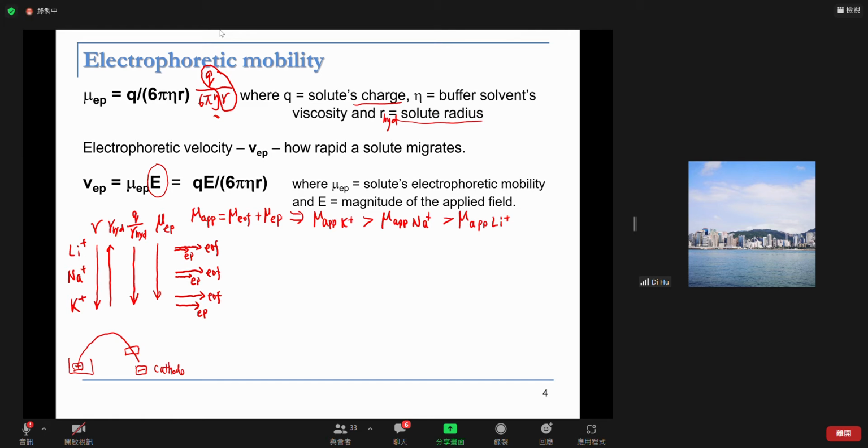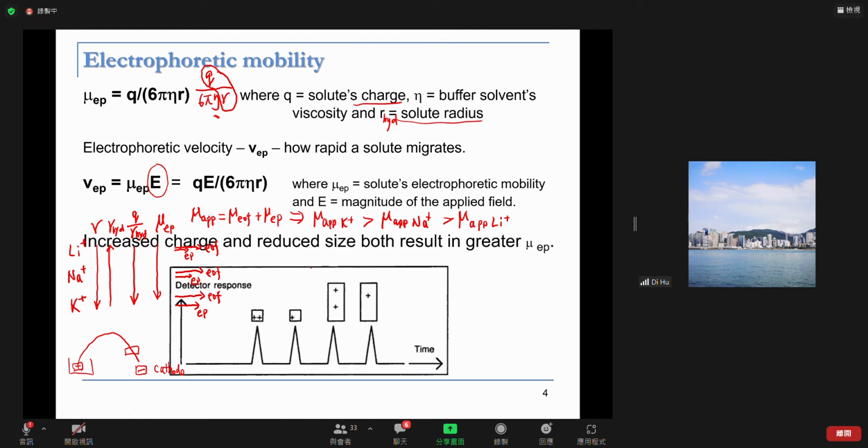Understand? So here, what you're going to expect in the electropherogram, I think we just compare within the same group, it'd be easier. So you will see that potassium comes out first, and then sodium, and then lithium. Okay, understand now? Everybody understand?